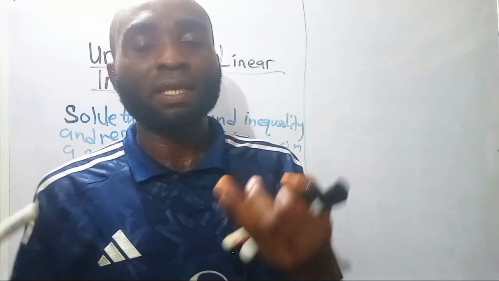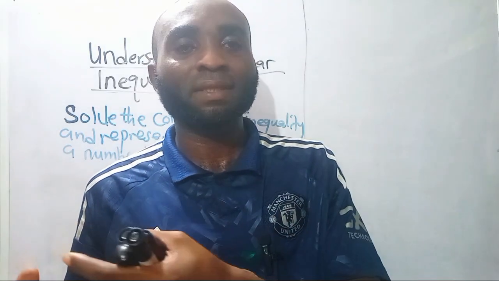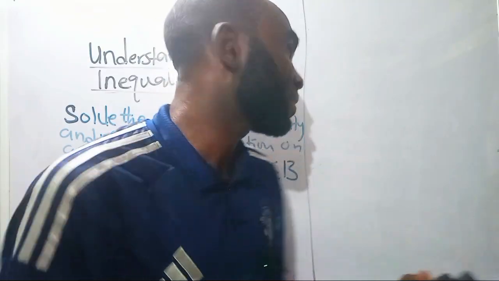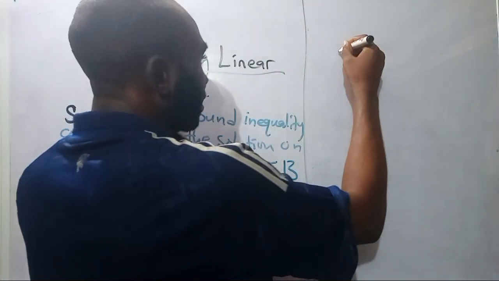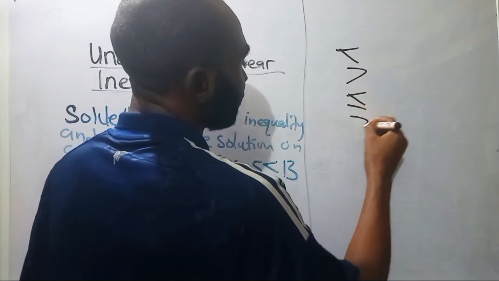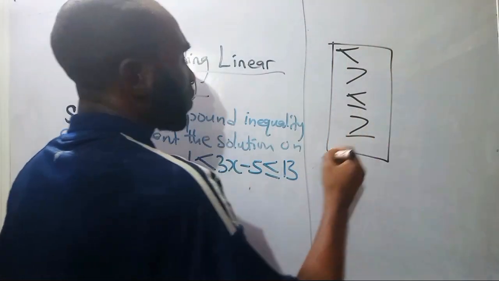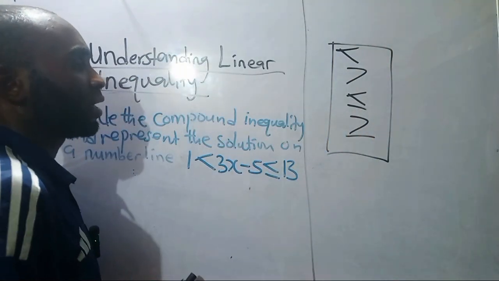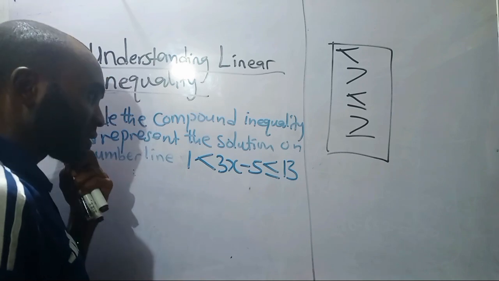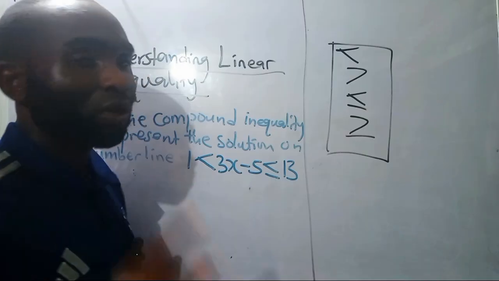So in this video, I will explain linear inequalities. That is, a linear inequality is a comparison between two things that are not equal, using signs like less than, greater than, less than or equal to, greater than or equal to. These are the sign conventions we use in solving linear inequalities. We call it linear inequality because the power of the unknown is just 1.